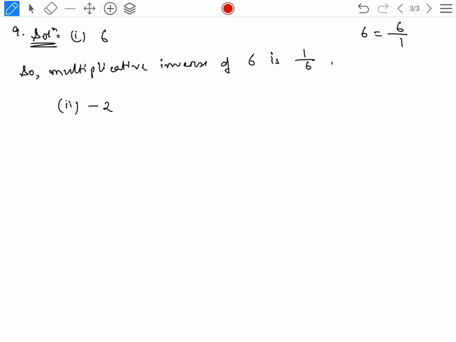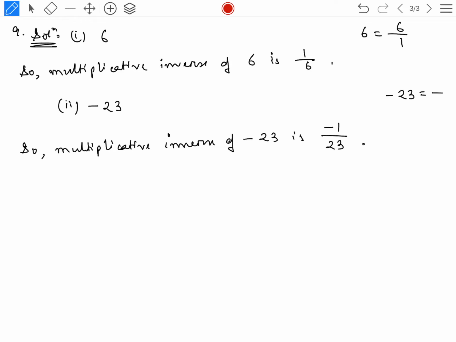Then number 2, minus 23 is given. So what will be the multiplicative inverse? So multiplicative inverse of minus 23 is minus 1 by 23. Why minus 1 by 23? Because minus 23 means minus 23 by 1. Now if we reverse this, you will get 1 by minus 23. But the negative sign is not written in the denominator, so we'll take the negative sign into the numerator. I think you have understood.